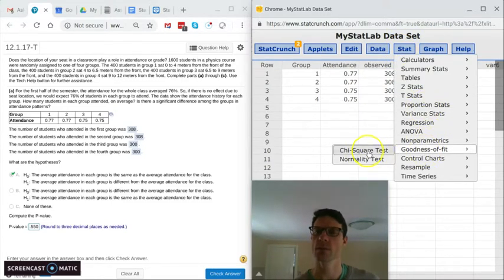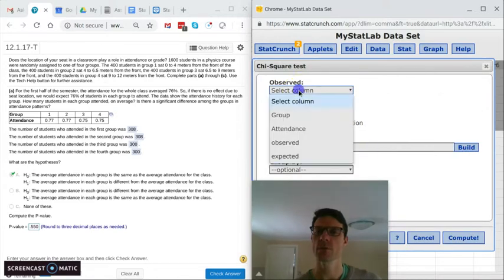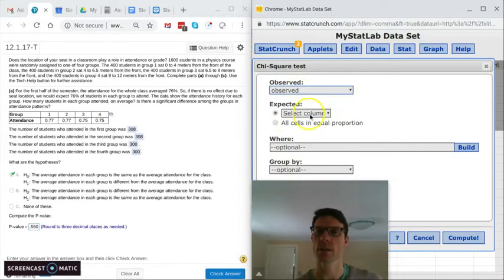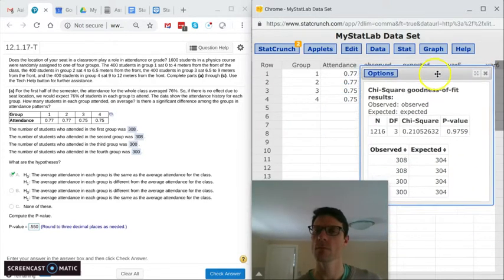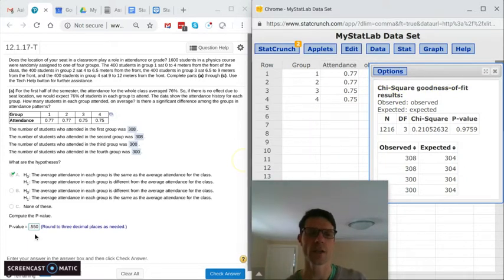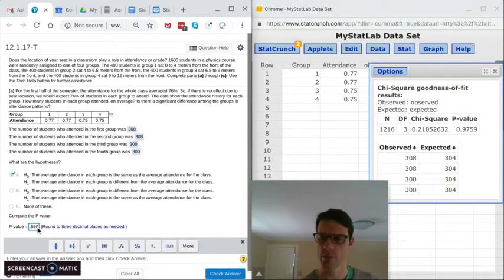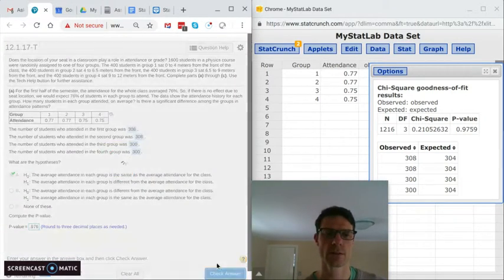Goodness of fit test, chi-square. Observed is in observed, and expected is in expected. Okay, we just hit compute, and we've got our p-value of, we rounded to 3 decimal places, 97.6. Okay, check the answer, and that is that.